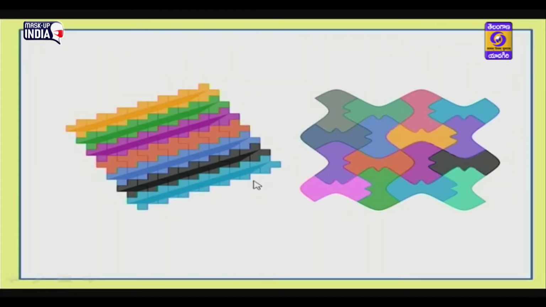Observe these patterns, children. You see these patterns on wallpapers and on floor designs. Just have a look at it. These are all made by moving, flipping and rotating the congruent figures. Just observe how they have been designed.